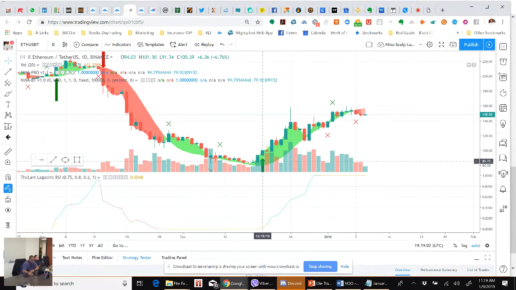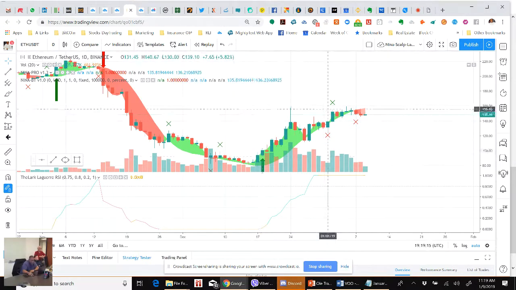So if getting in when the alligator started, where we had his first arrow at 90, even getting there, at 90 to 160, it's almost an 80% move.